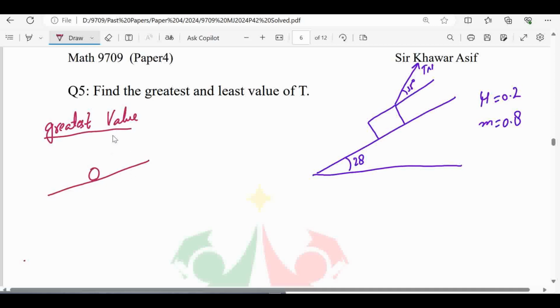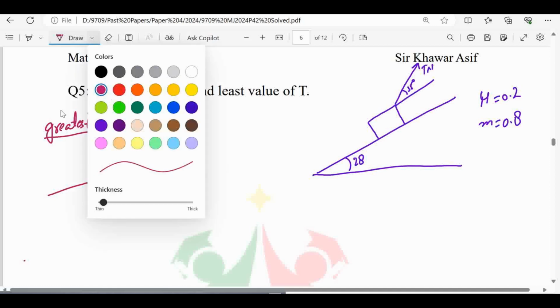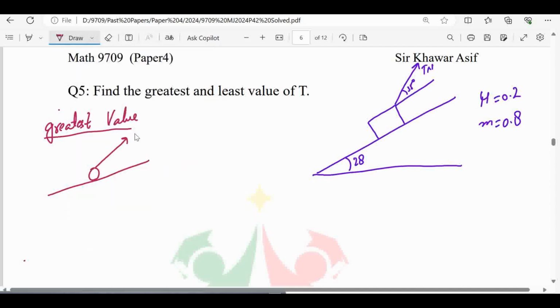Greatest value means that this one is the particle and this is the force, tension T. If we increase the force T, it will move upward. It will disturb the equilibrium, and the particle will move in the upward direction, which means acceleration will be in the upward direction and frictional force will be in the downward direction for this particular case. So from here we can use F equals ma.